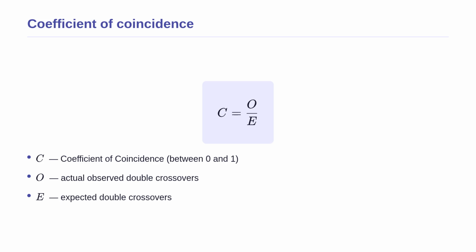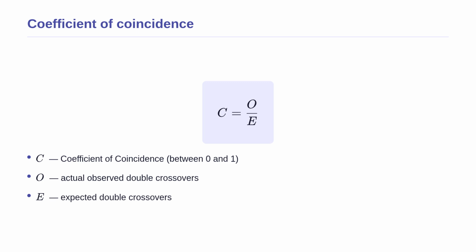Now that we know how to find the expected double crossovers, we can introduce the main formula for the coefficient of coincidence. This formula is a simple ratio that compares what we actually see in the laboratory to what basic probability tells us we should see. The variable c represents the coefficient of coincidence, which is a dimensionless decimal number, usually falling between 0 and 1.